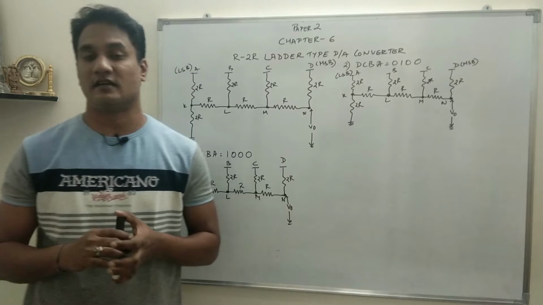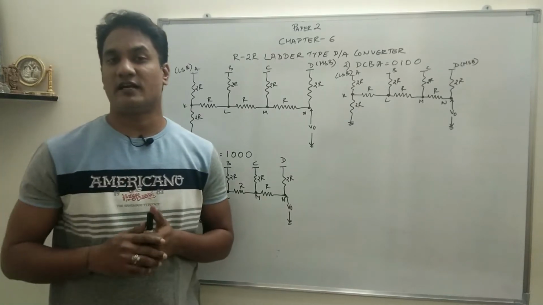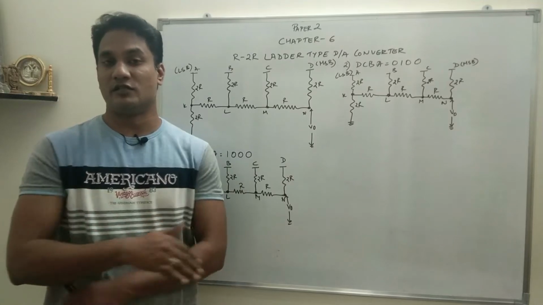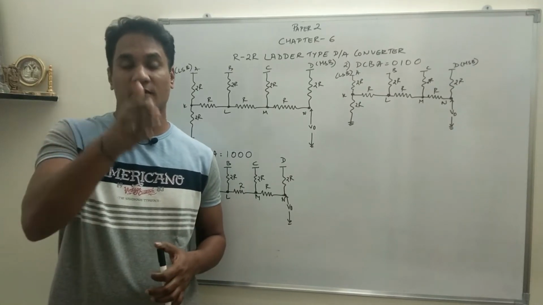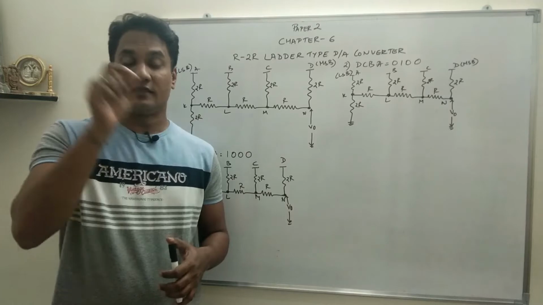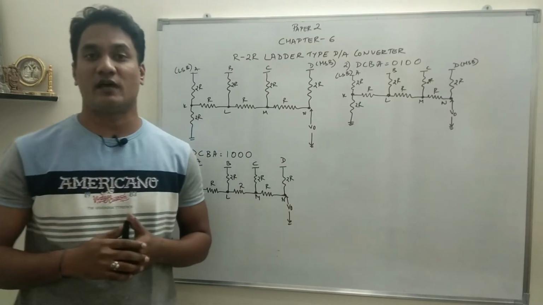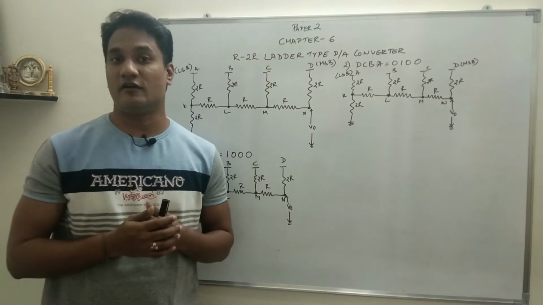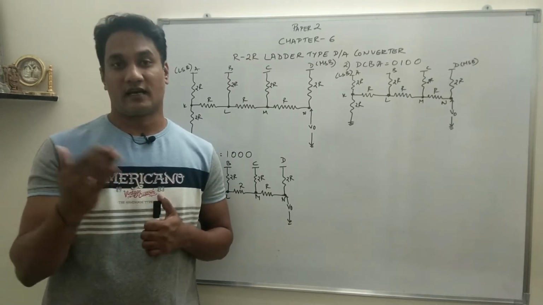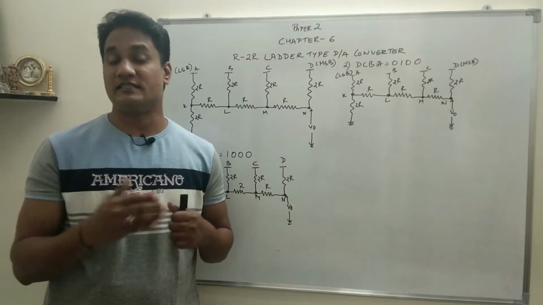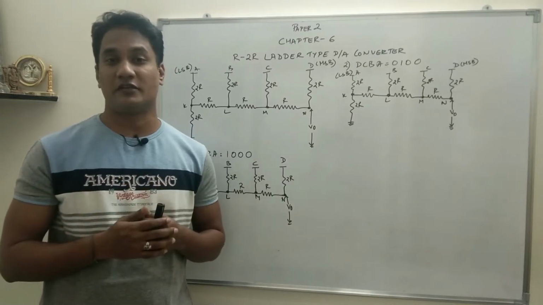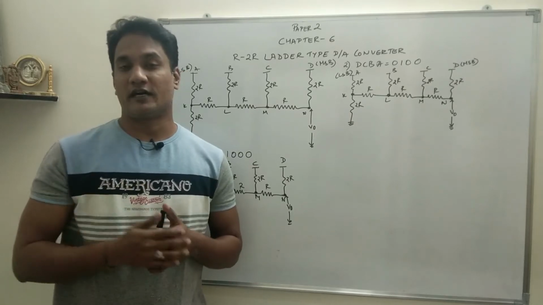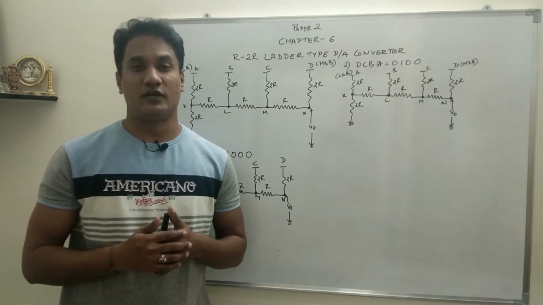That was the first disadvantage. And the second disadvantage was that precise values of resistance were not available. If you select the values R by 2, R by 4, R by 8, the values should be precise, and those precise values of resistance are not available in the market. If there is a deviation in the value of resistance, the current flowing through it will change. It will not be in the ratio of 8:4:2:1. So the output current changes, and therefore the output analog voltage changes.